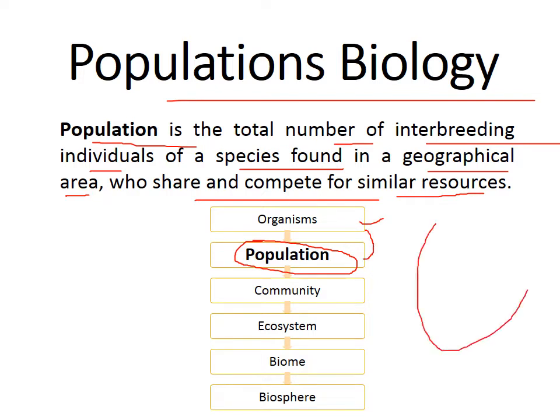So suppose in a particular region there are lots of x individuals. So this is the population x. And they are interbreeding, because they are reproductively isolated, they have to be a single species. A group of single species organisms in a particular area, and they compete for similar resources. So this is the population.